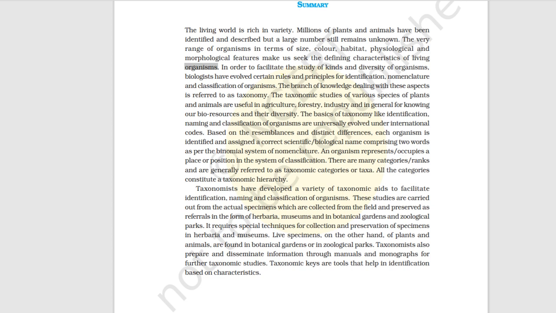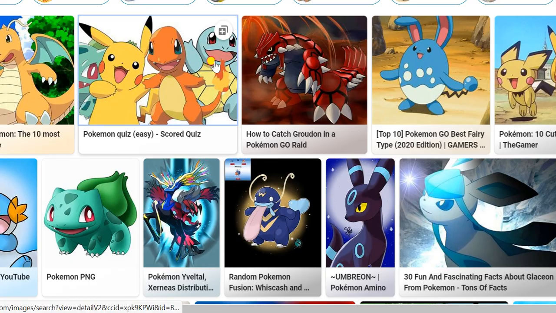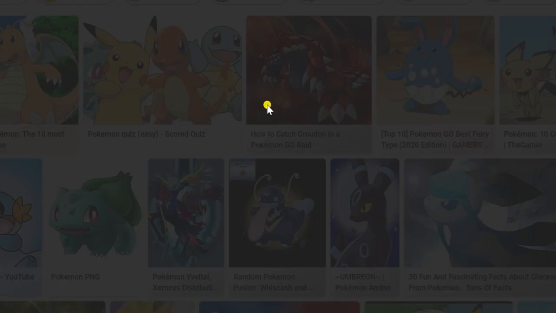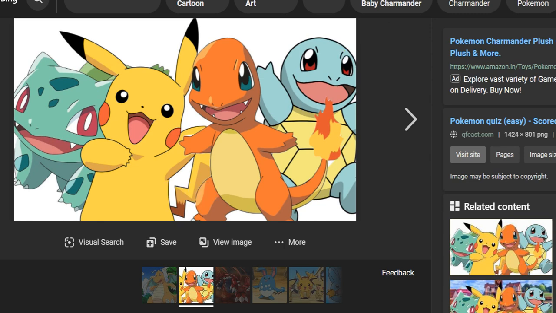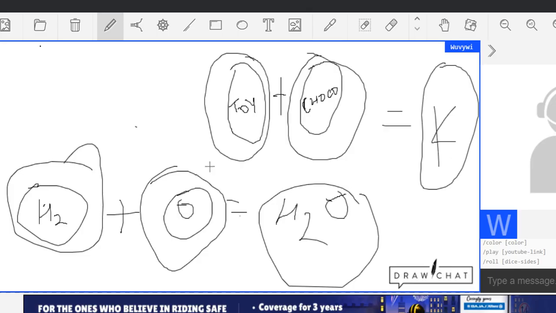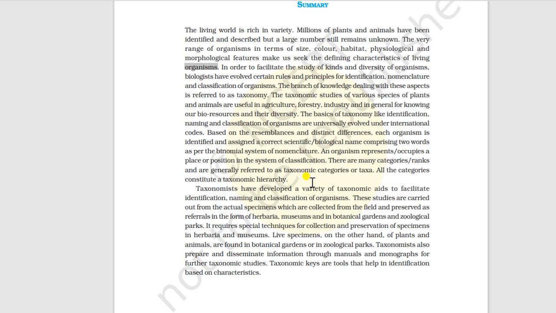See, in Pokemon also, are they all the same? Are they all of the same color? Pikachu, Bulbasaur, Squirtle, Charmander, are they all of the same color? No, they are all different in size. They are all different in color. They are all different, right? They are all different in attacks also.